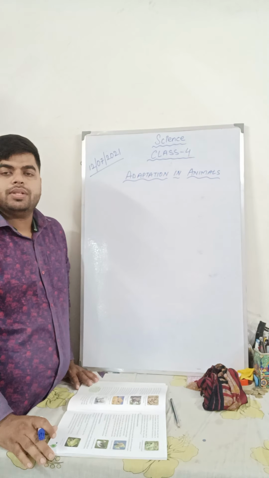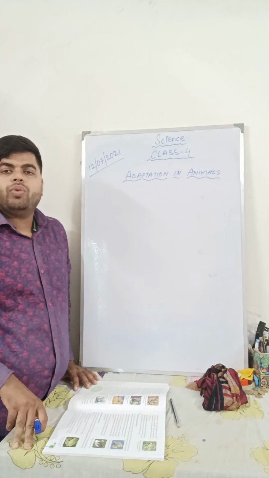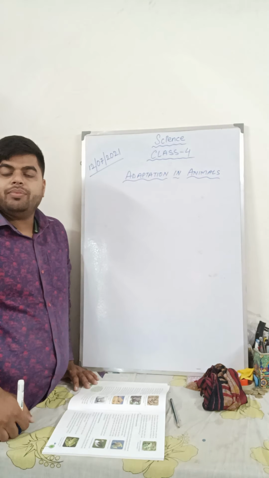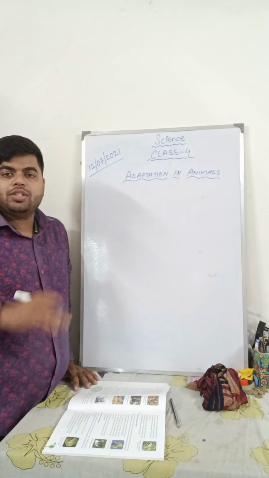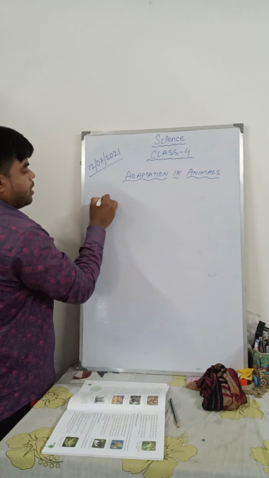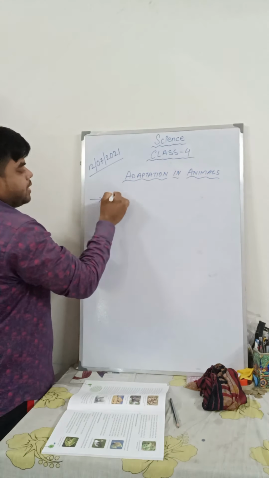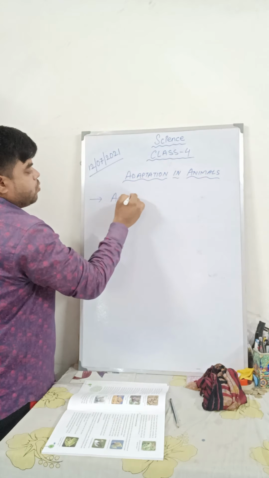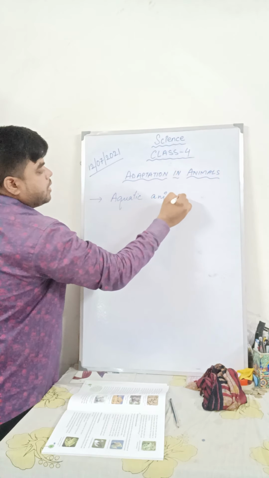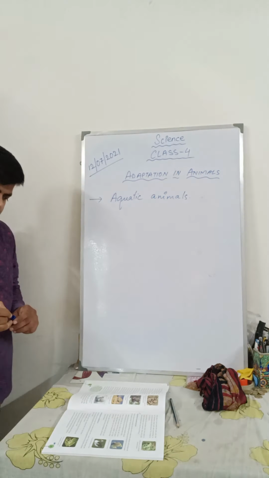That is adaptation in animals. In the last class we have seen what are the adaptations that an animal makes to survive in a terrestrial area, that means on land. Today we will study adaptation in aquatic animals. What are the changes that you can see in aquatic animals so that they can survive in water? Let us see the adaptation.